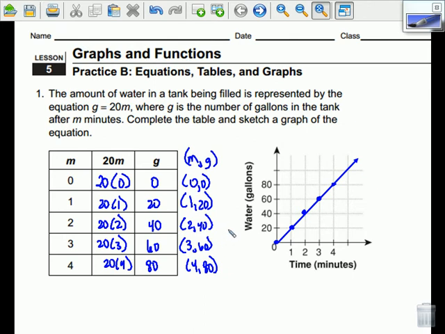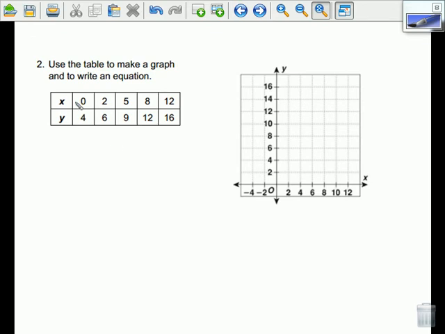Okay, so that's it for this problem. We have the equation, the corresponding table, and the corresponding graph. They all go together. You can see in each of these that it is changing by 20 gallons per minute. All of these are increasing by 20. For every 1 minute here, the water increases by 20. So they're all related. Next, we're going to use the table to make a graph and to write an equation.